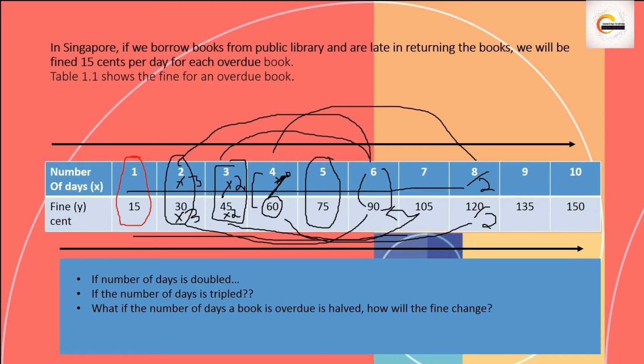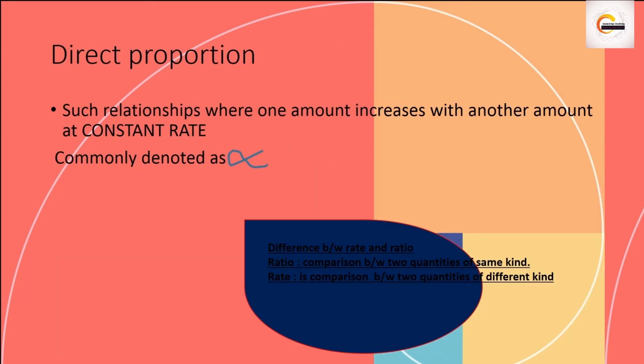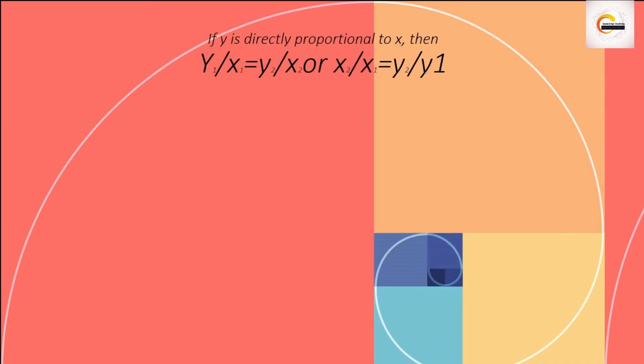And we all know when the word proportional comes, it means constant ratio. Therefore, such a relationship where one amount increases with another amount at a constant rate is called a directly proportional relationship. Please note that the ratio is the comparison between two quantities of the same kind, whereas the rate is the comparison of two quantities of different kinds, and we have discussed ratio examples previously. If y is directly proportional to x, then y1 over x1 is equal to y2 over x2, or x2 over x1 is equal to y2 over y1.